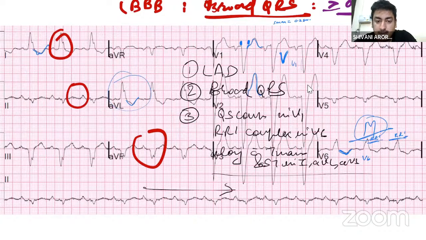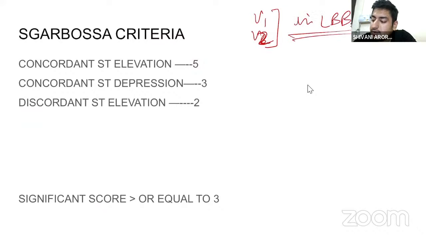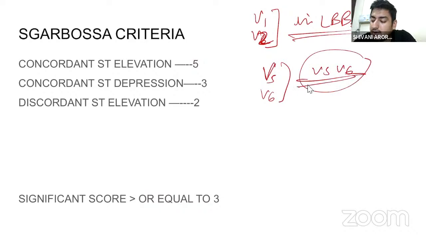Now, as we know, there would be ST elevation and slight tall T waves in leads V1, V2 in case of left bundle branch block. Also, there would be ST depression and T wave inversions in leads V5, V6. So it is very difficult to diagnose MI in case of left bundle branch block. If there is an underlying left bundle branch block, it is very difficult to diagnose MI.